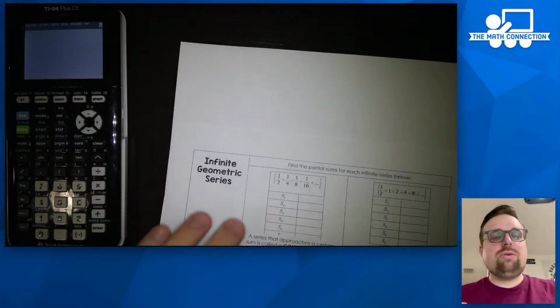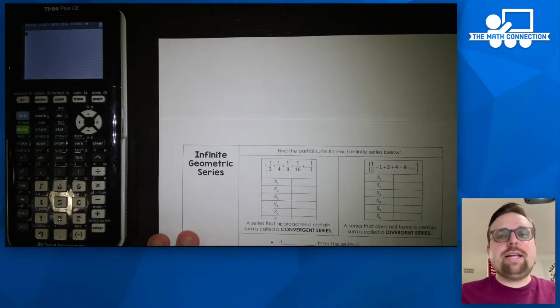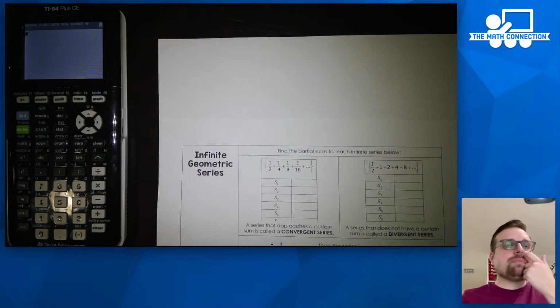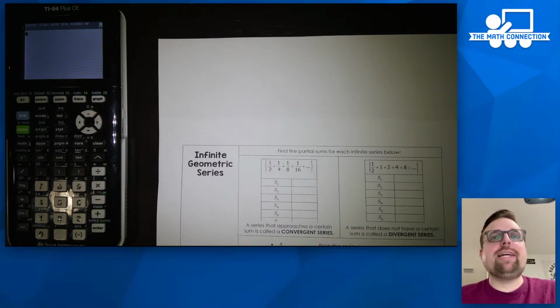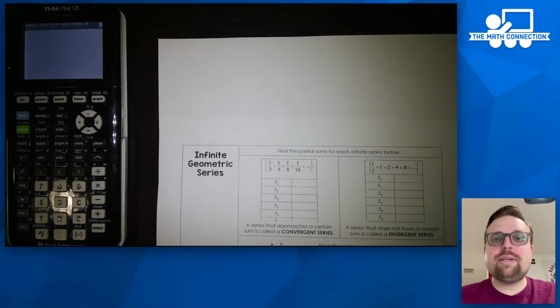On today's notes, we're going to be talking about infinite geometric series. And we're also going to be talking about what it means for a series to be a convergent series or a divergent series. In a convergent series, we can find a sum, and in a divergent series, the sum is infinity, so there's nothing for you to find. That's the gist of it.